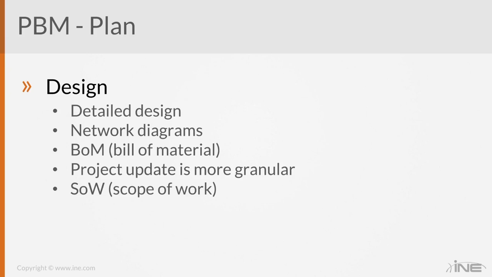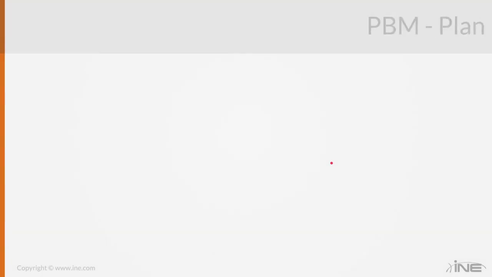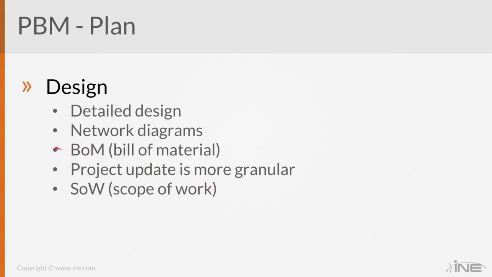Network diagrams should be done also at this point and should be provided to your customer. The BOM, the bill of material, to back up your budget that we saw previously. So if we go back here and we look at it, the scope, the cost, and resources to scope this out was to actually build your bill of material. I think it's kind of important for your customer, and it's kind of important for you too.